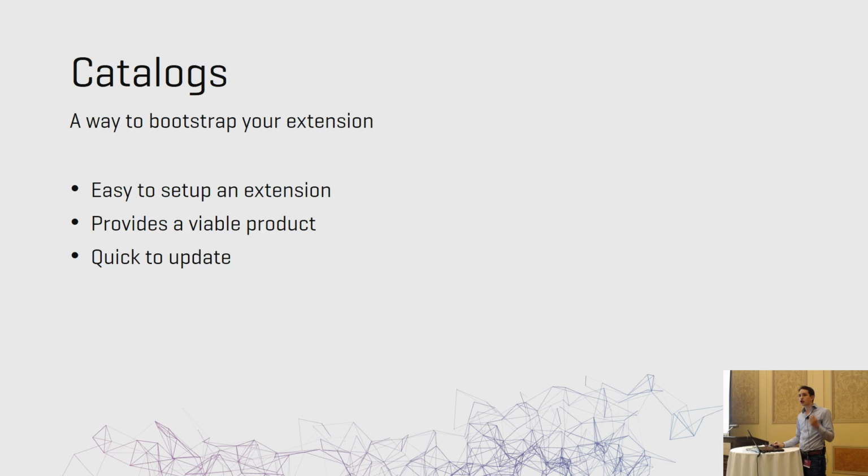Catalogs are great for starting up an extension. You quickly get a viable product. You can keep all your stuff in one place. It handles 3D, it handles 2D, and you've got your domains, you've got your features. So it's a good start, but eventually in an extension, since this is a specialized product catalog, you're going to run into limitations. You can't do everything in catalogs, and that's what we're here to talk about.